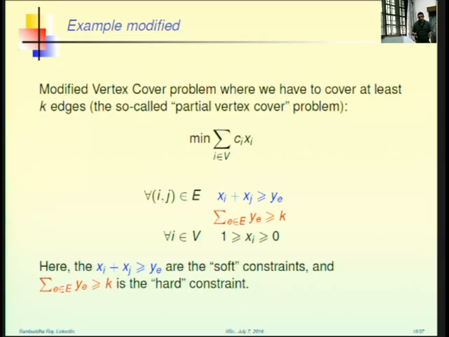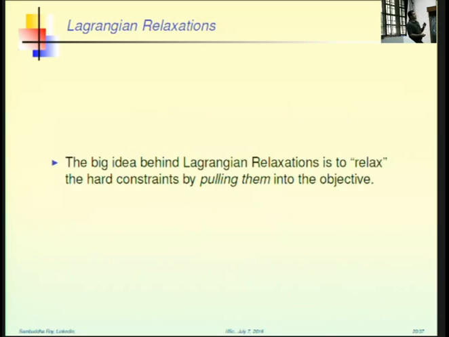If you are a very smart guy, maybe everything is soft. Everything is a soft constraint for you. But if you are not, some of them are hard constraints. Okay. Now comes the major thing about life is hard. You have these hard constraints. You want to pull them into the objective.